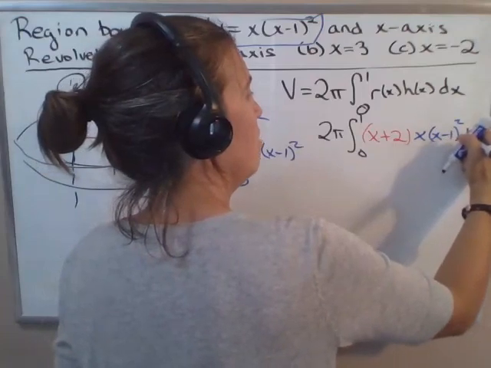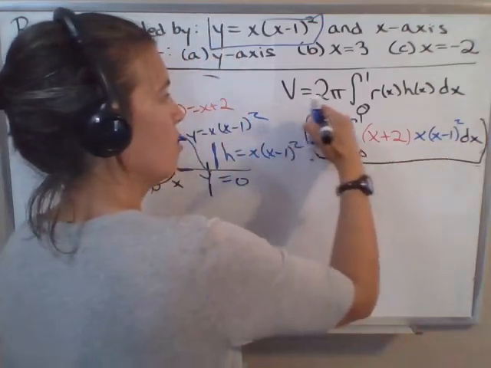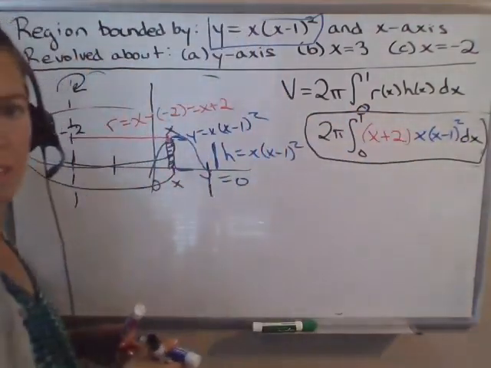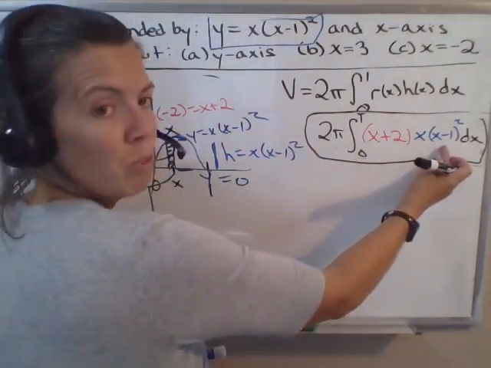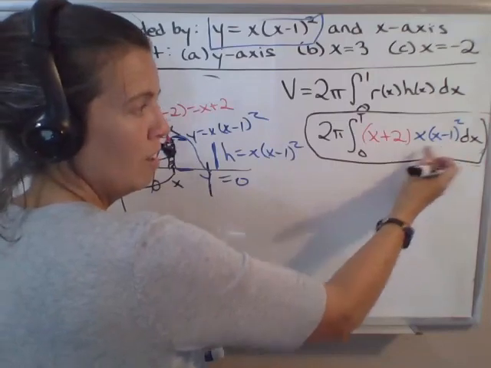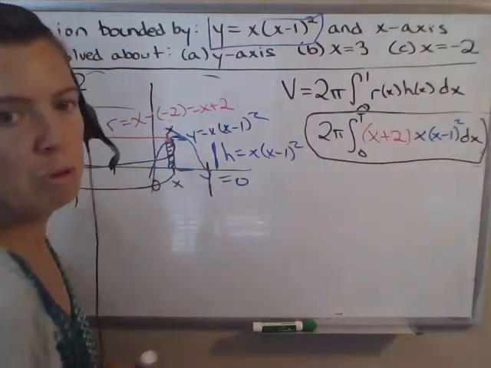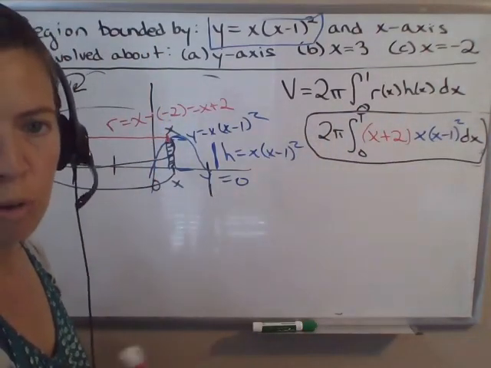And again, you can leave it here. If I was demanding that you integrate it and find the actual volume, you would have to multiply all this out. So you would want to square x minus 1 first, and then x times x plus 2, multiply all that out, and then it would just be power rule for integrating.